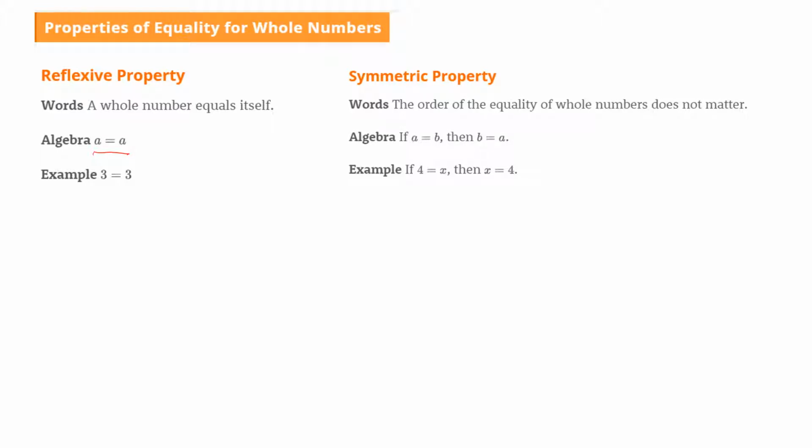Then we have the symmetric property. If I have A equals B, then B has to be equal to A. Again, that almost seems self-explanatory. So if I have that 4 is equal to X, or if I have 12 is equal to Y, then, and this property has an if part and a then part, if 12 is equal to Y, then I can say Y is equal to 12.